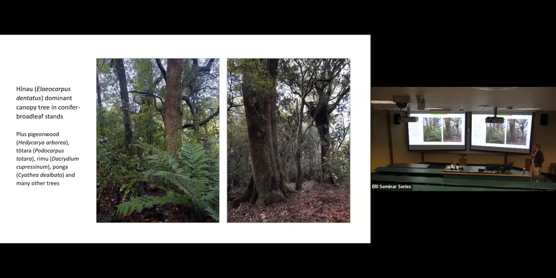Pigeonwood is also very common. A lot of silver fern. Podocarps are actually quite scarce. They're scattered at low densities. That might reflect history, but they are scattered throughout.